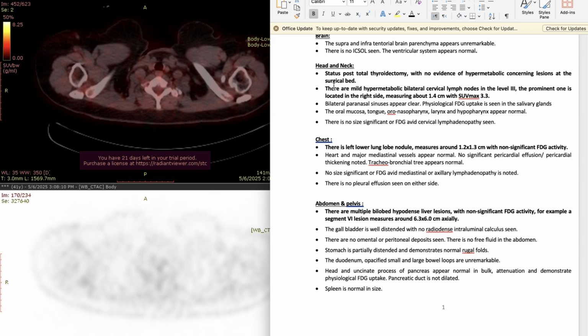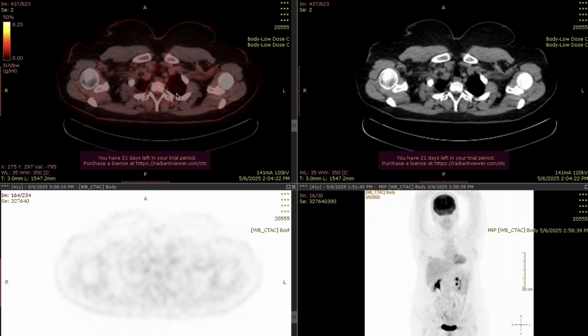The brain is normal. This is head and neck status post total thyroidectomy with no evidence of hypermetabolic concerning lesions at the surgical bed. There are mild hypermetabolic bilateral cervical lymph nodes. The prominent one on the right side has a size of 1.4 centimeter and SUV max of 3.3. As we say, the SUV max, standardized uptake value, reflects the activity inside the lesions. 3.3 means it's not significant activity, which is good so far.